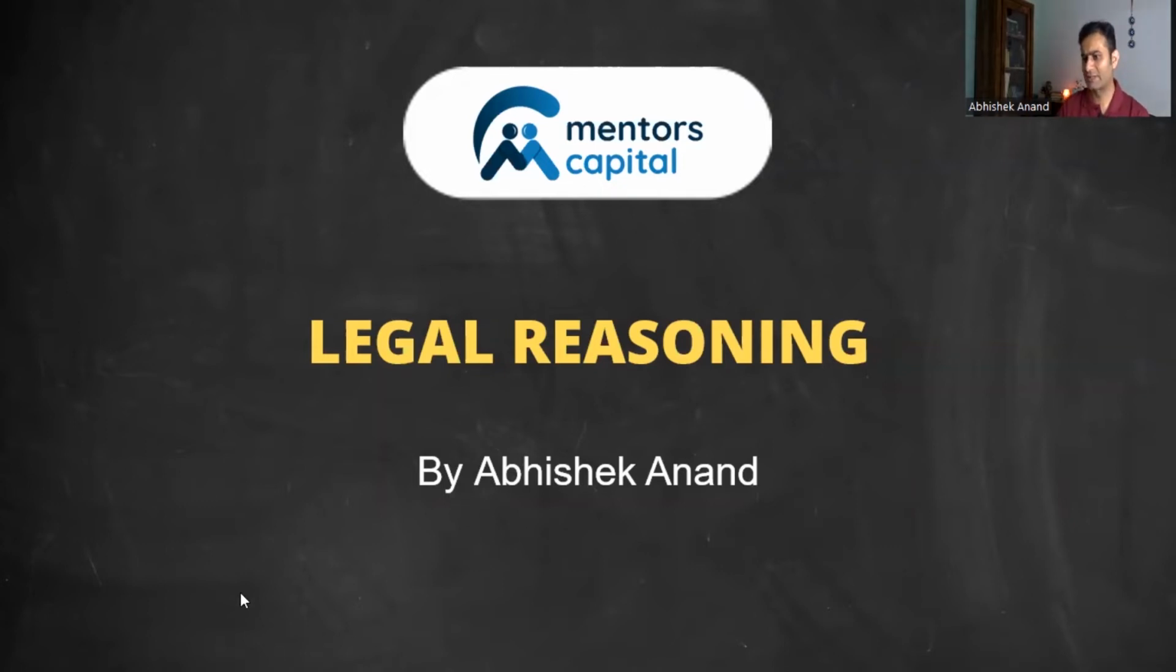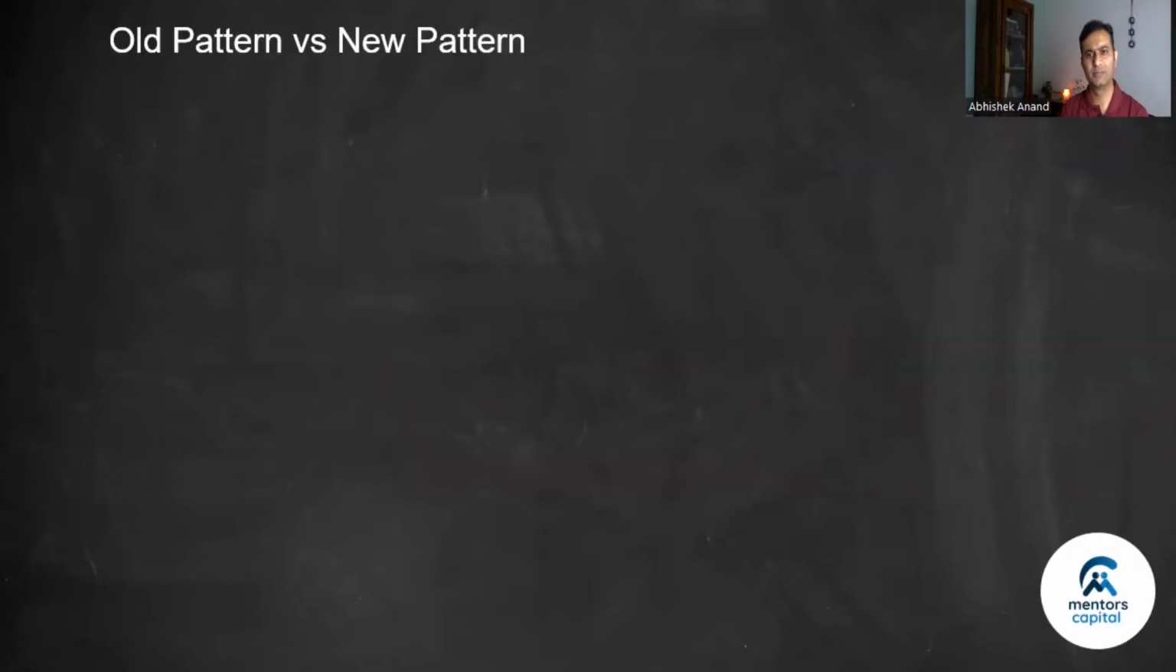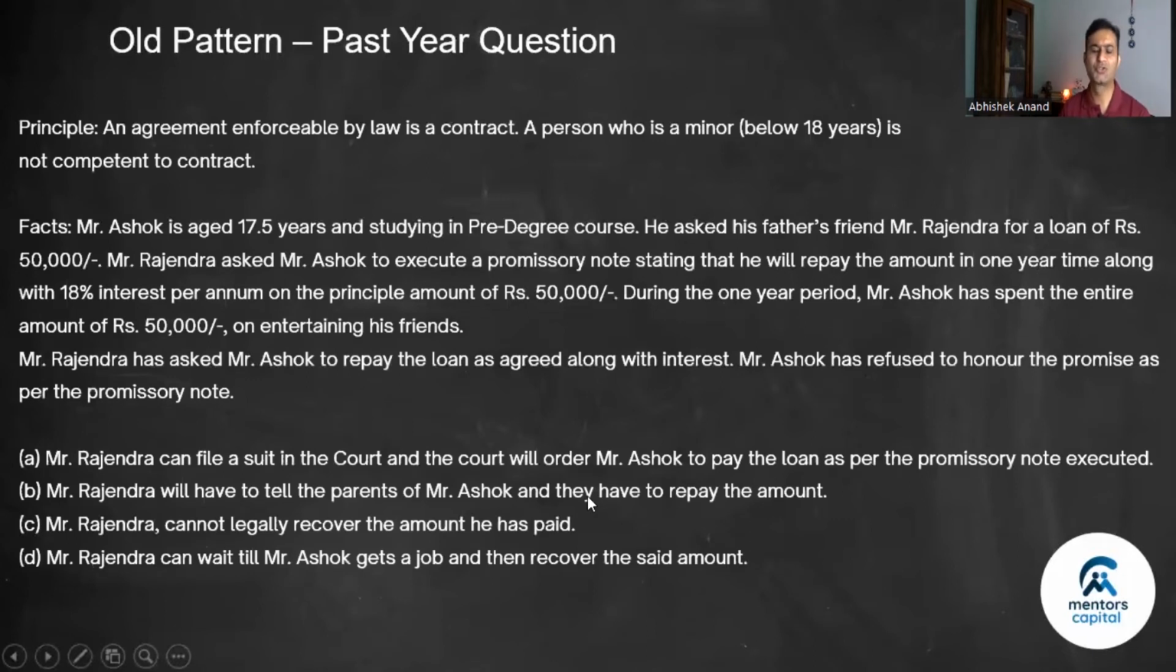Now in this class today, I'll start with making a comparison between the old pattern CLAT questions in legal reasoning and the new pattern. Now both the patterns, guys, they check one skill of yours, which is decision making skills. But let me just share some questions with you and then point out the difference between the two. So in the earlier pattern of CLAT examination, this used to be a question. You were given a principle, then a fact situation, and then you have to make a decision. So kindly go through this question. You may pause the video for a while, go through this question, and then play this video again.